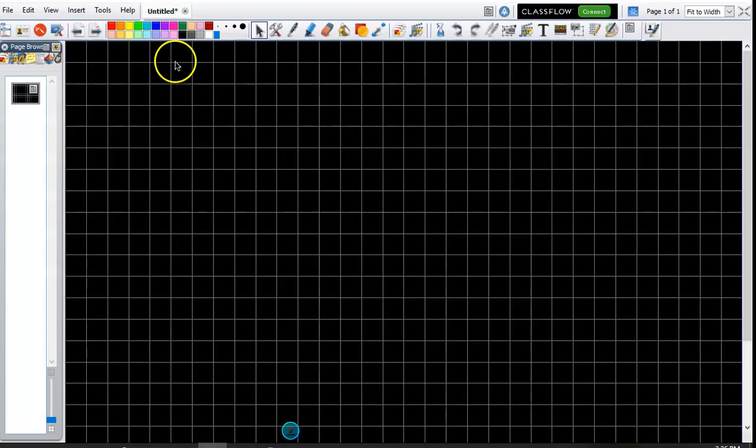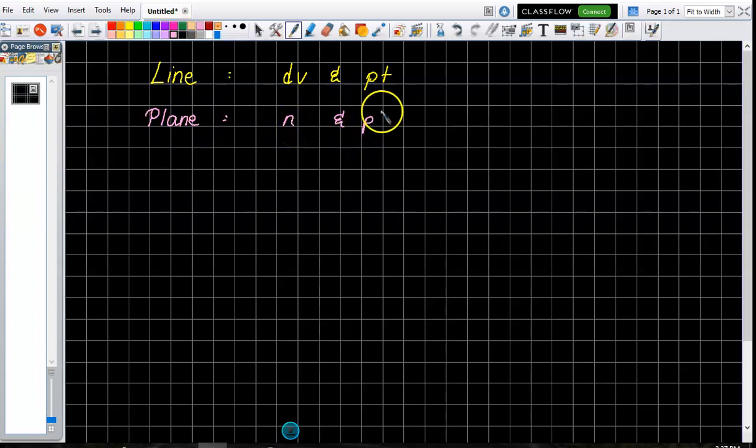Right, so when we've got a line, I feel like yellow today. Oh, look, nice and bright. For a line, we need the direction vector and we need a point. For a plane, we need what we call nice big N. That is called the normal vector. And again, we need a point.